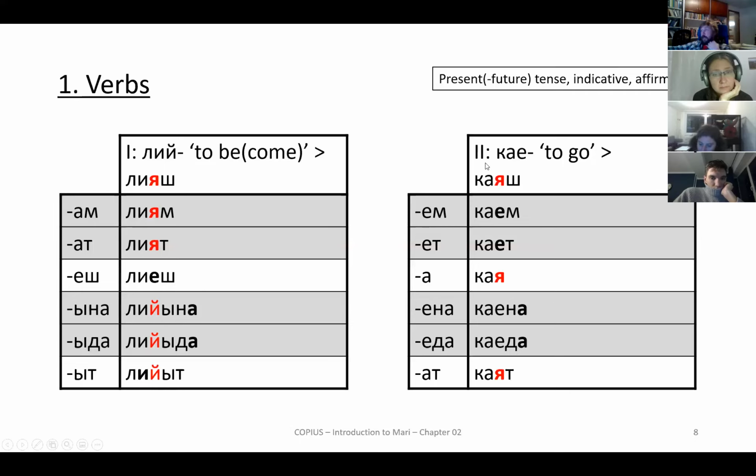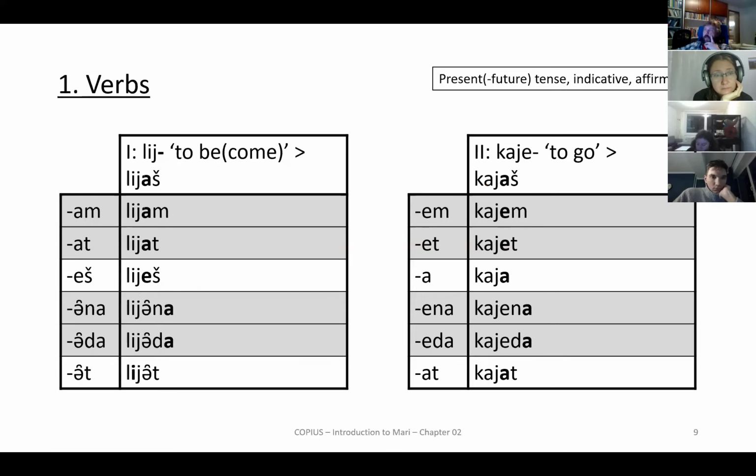And the second conjugation, kayash, we have kayem, to go, kayash, kayem, kayet, kaya, kayena, kayeda, kayat. We have here also this ya appearing in the third person singular and plural, and it looks sporadic at first. But the reason why I had the transcription in the first example, if we now look at this in transcription, we'll see there is nothing actually irregular here. The endings are exactly the same as they are everywhere else. Liam, liat, liesh, liena, lieda, liet. Kayem, kayet, kaya, kayena, kayeda, kayat. It's the exact endings we had in the so-called regular verb.